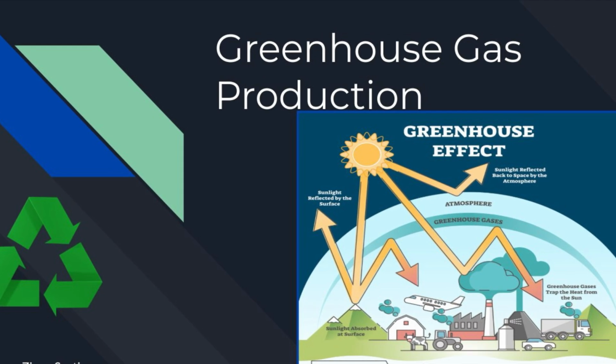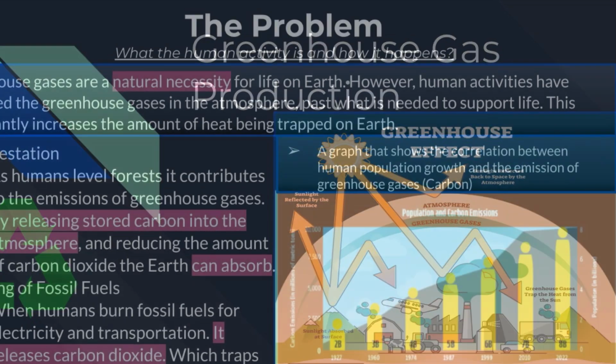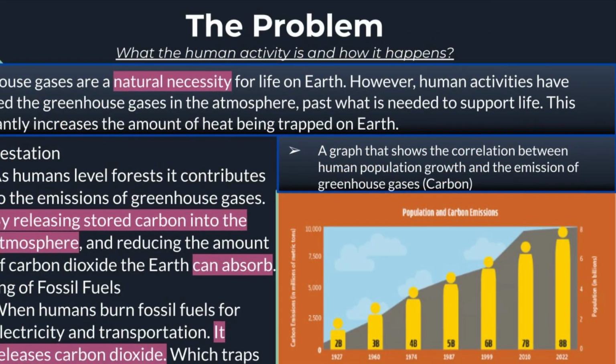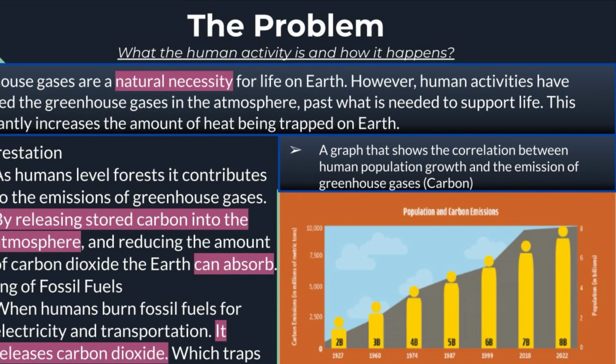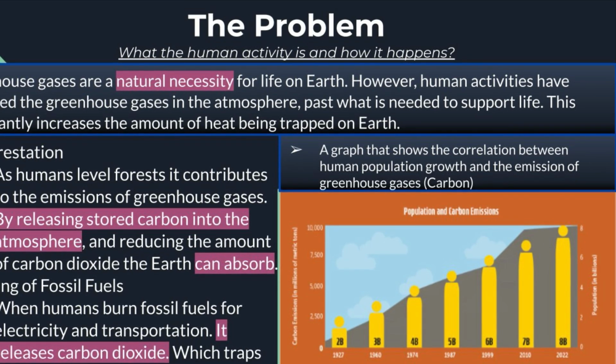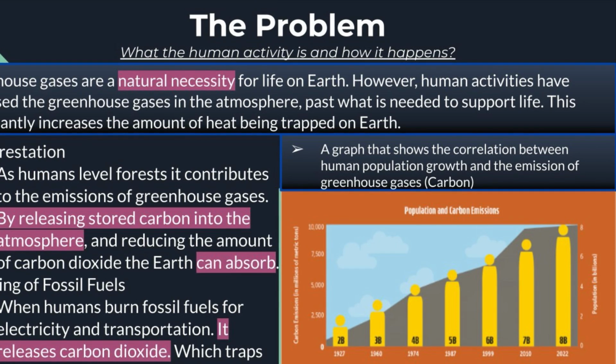Let's start with greenhouse gases, which are closely tied to climate change and global warming. Slide 3: The problem. Greenhouse gases like carbon dioxide and methane are naturally found in Earth's atmosphere and help keep the planet warm enough for life. But human actions have increased these gases way beyond safe levels.